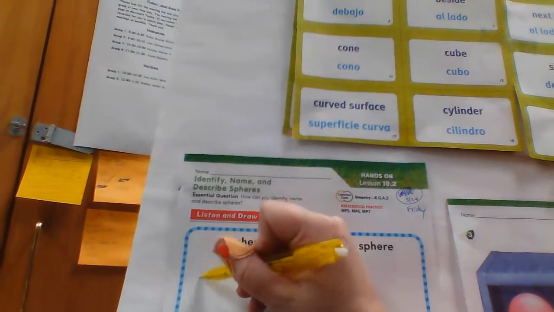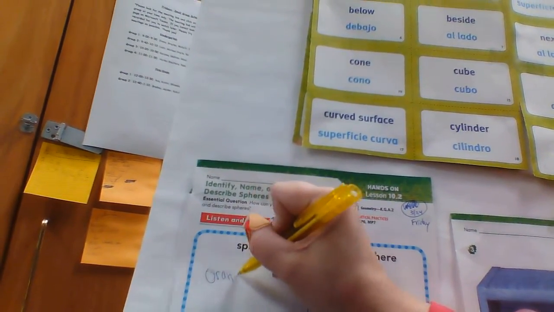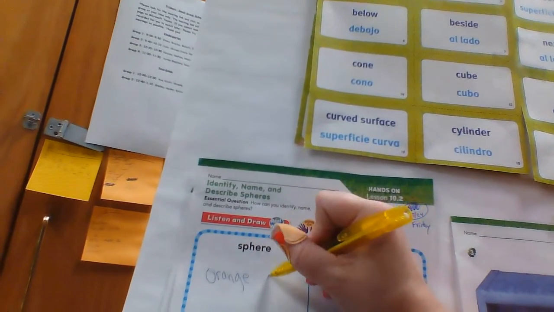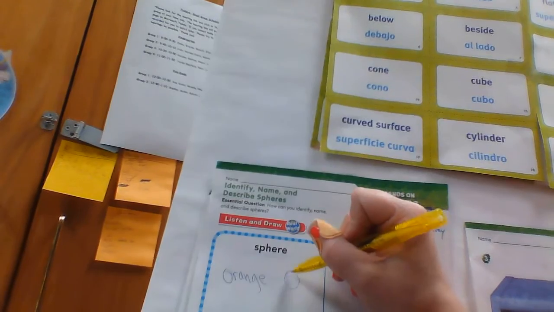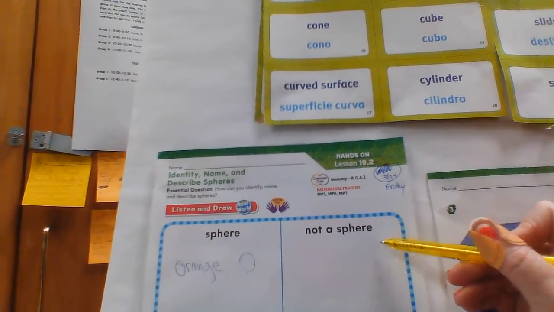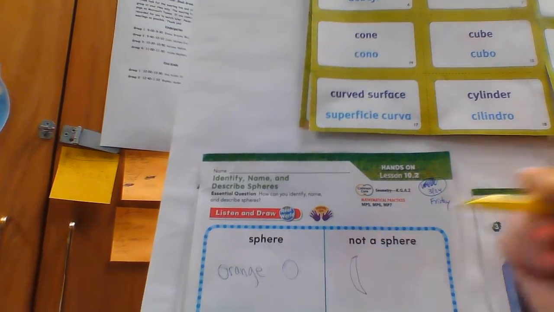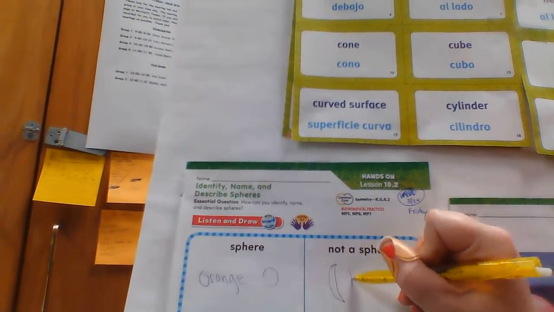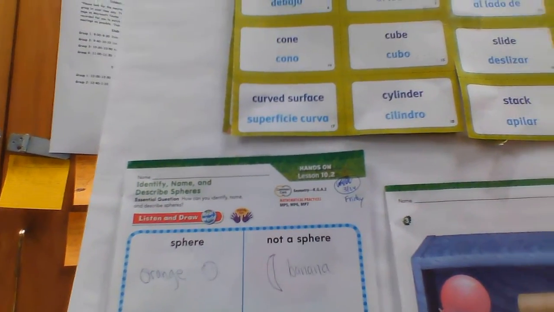So I could write orange. And then I could draw a circle of it. A picture of it. Okay. And there's my orange. I know that's the shape of a sphere. Something that's not a sphere would be like a banana. I know that there's a banana in my fruit basket, but a banana is not the shape of a sphere.